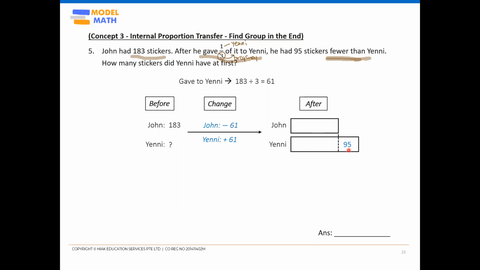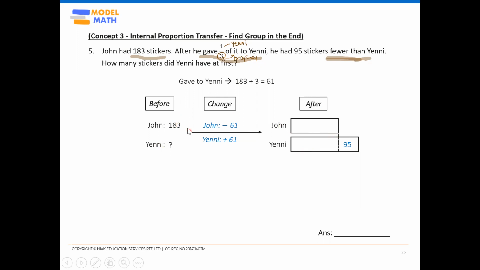So now the next thing is, we should check, can we work forward or backward? So you notice that I have more information for who? I have more information for John. Because I have John's before, I have John's change. But for Yenni, I do not have her before, neither do I know her after. Alright, so use John to begin working your way around the question. So if you look at John, I have his before, I have the change, which means that you can work forward to find his after here.